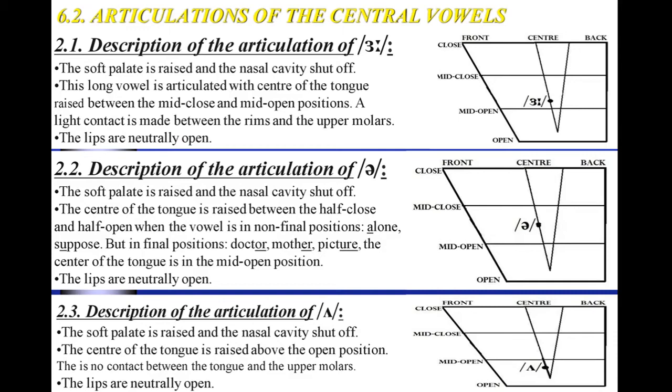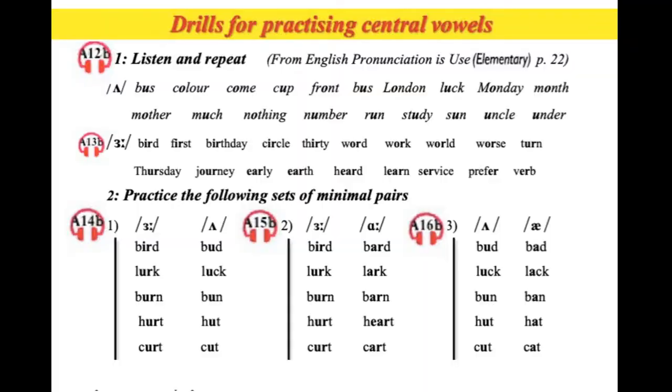The upside down V, the A. The soft palate is raised and the nasal cavity is again shut off. The center of the tongue is raised above the open position. There is no contact between the tongue and the upper molars. The lips are neutrally open.